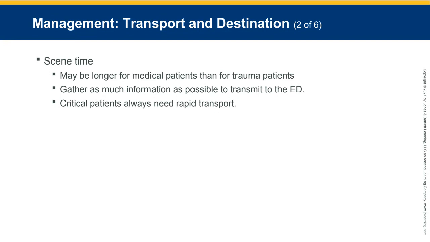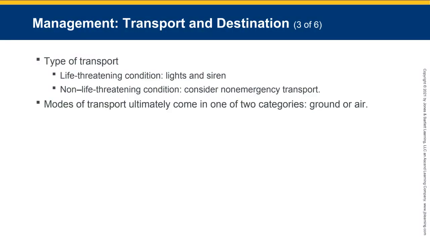So scene time may be longer for medical patients than for trauma patients. Gather as much information as possible to transmit to the ED. Critical patients always need rapid transport. Now, type of transport. For life-threatening conditions, definitely lights and siren.